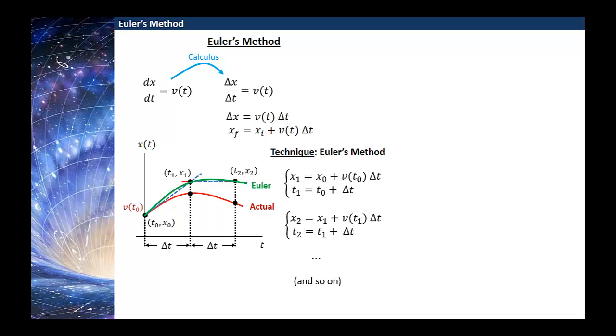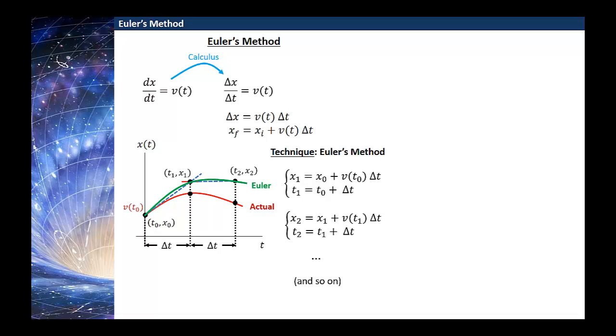The actual solution and the Euler solution are a little bit off, and in order to make those come closer together, I would need to make delta t smaller and smaller in order to get the actual and the Euler solution to be pretty close to each other. Let's look at an example of how we might do this and how we would make this calculation, say, by hand.